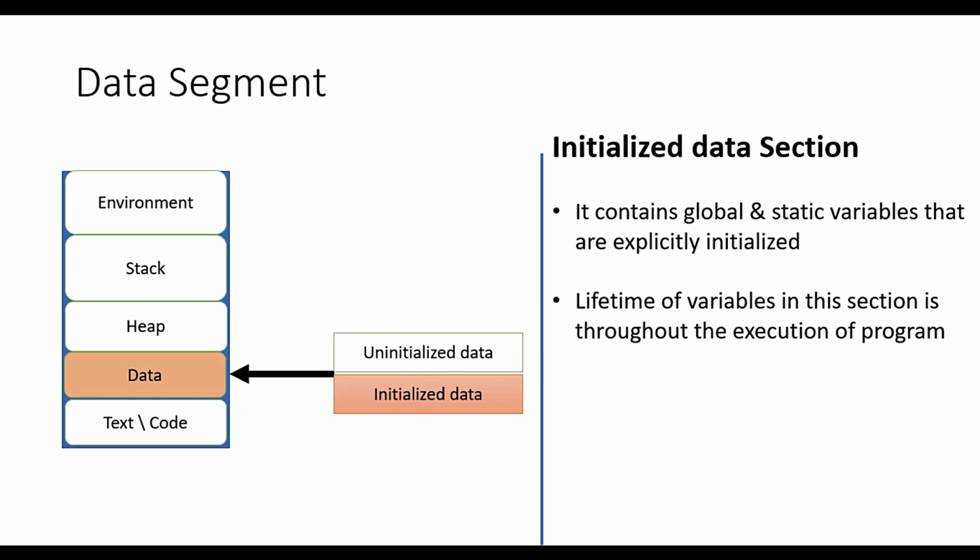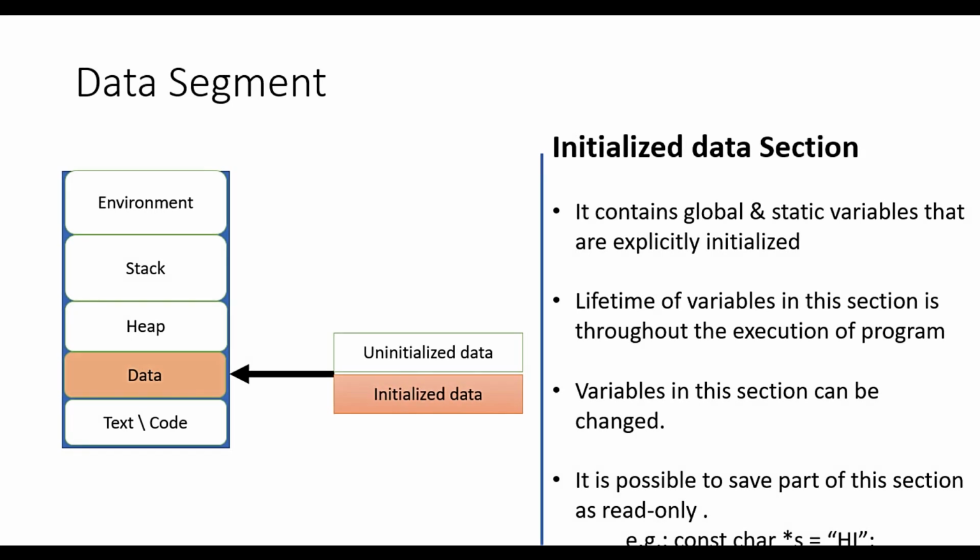Next, if you think about the lifetime of this variable, it will be throughout the program execution. Means when the program starts, this variable will get the memory in data section, and when the program completes, the variable will be destroyed. Third, the variable in this section can be changed. So if I have a global variable, obviously I can change the value of the global variable in my program. And it's also possible that this part might contain some area which is read-only data. For example, think about you have declared a global variable which is a constant. So obviously the variable's value should not be changed in the program. So that area of memory will be treated as constant.